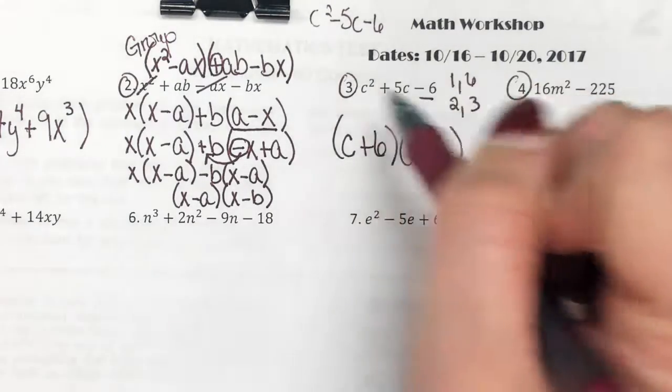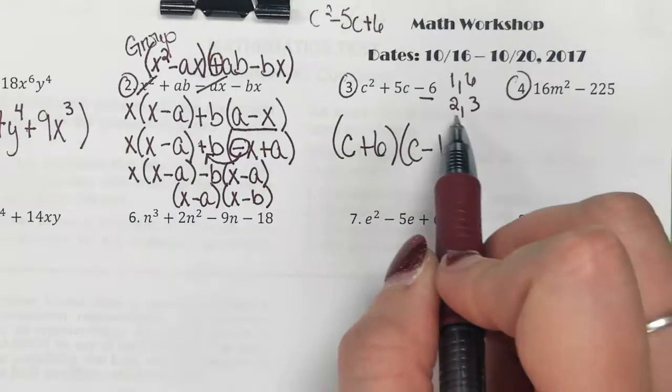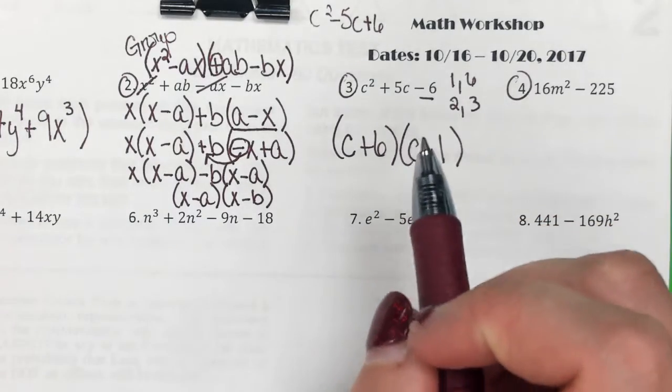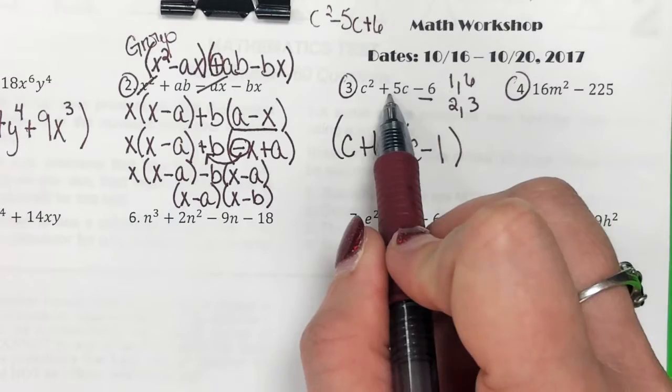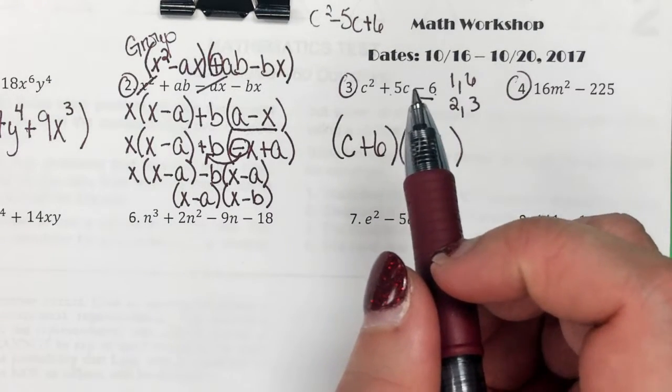What if it was negative 5 and positive 6? Very good. Negative 2 and negative 3. So there are 4 different combinations. So just remember, when it's a 5 and a 6, be really careful, okay? Because that's the one that can go a lot of different ways.